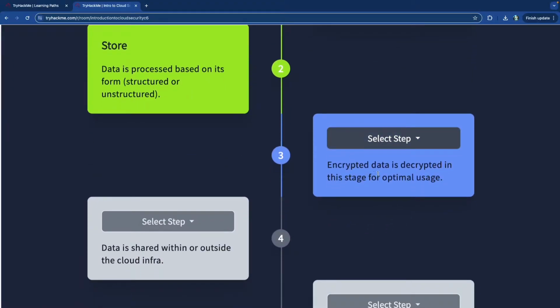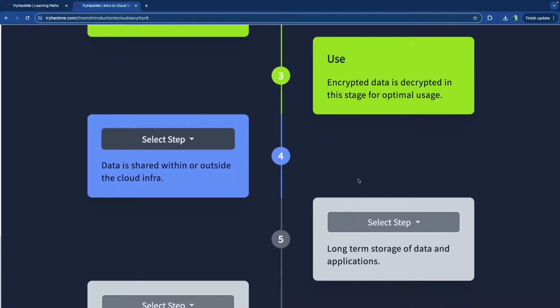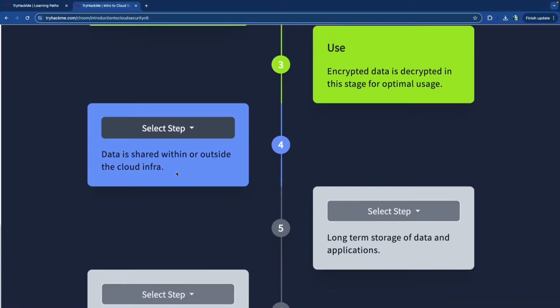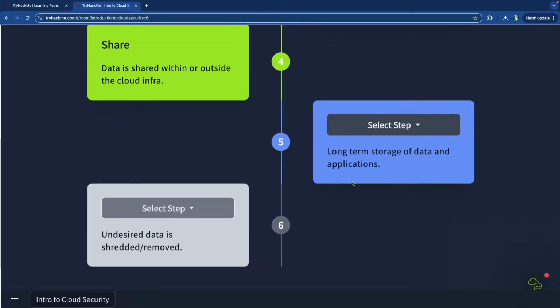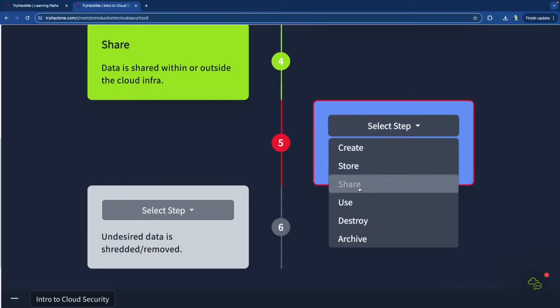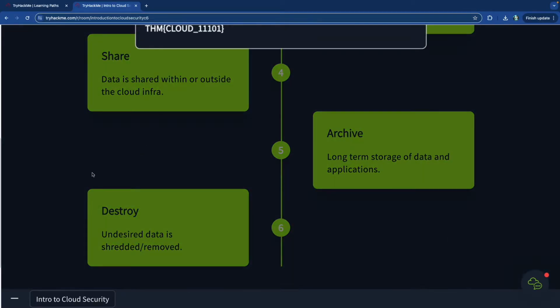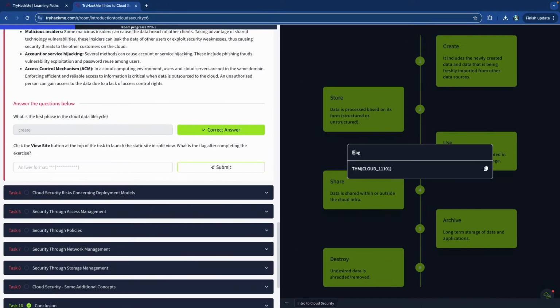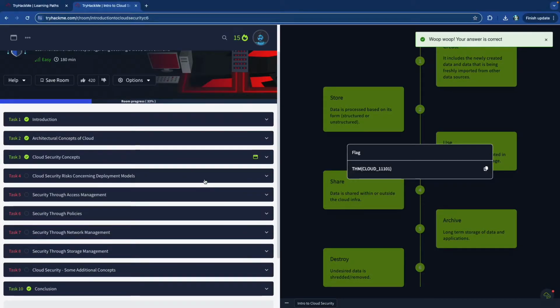Then we have encrypted data is decrypted in this stage for optimal usage. So that's probably use. Data is shared within or outside of the cloud infrastructure, and that is share. Long-term storage of data and applications, that's probably store. Oh no, archive, excuse me. That's archive. And then undesired data is shredded or removed, and that is destroy. And there we go, we got our flag right there. Copy that, and then we're going to paste that here. And there we go, so we got cloud security concepts done.